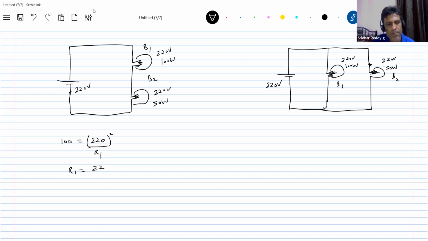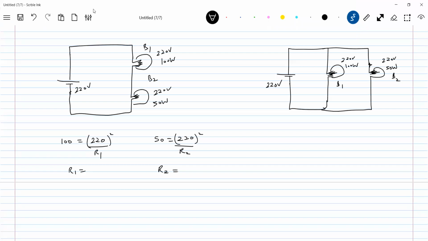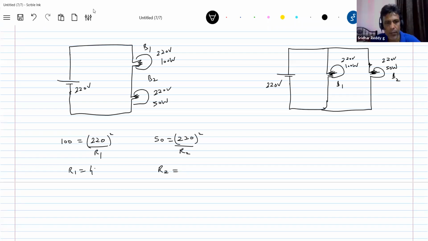220 square by 100. Anybody give the value of R1? And 50 equals 220 whole square by R2. Anybody give the values of R1, R2? 484 and 968. R1 is 484, R2 is 968. Okay, these are the resistances of the bulbs.